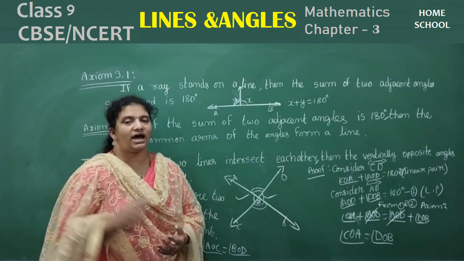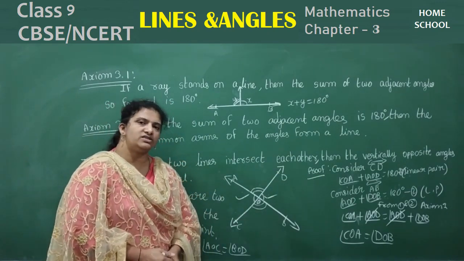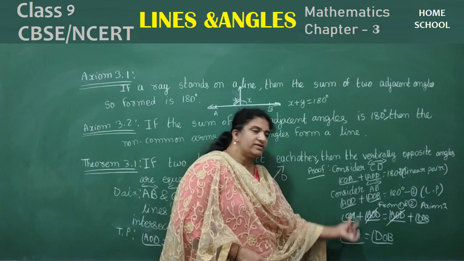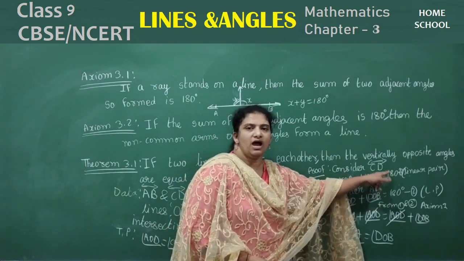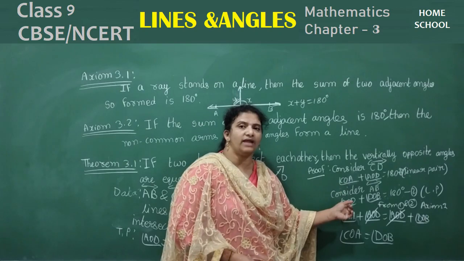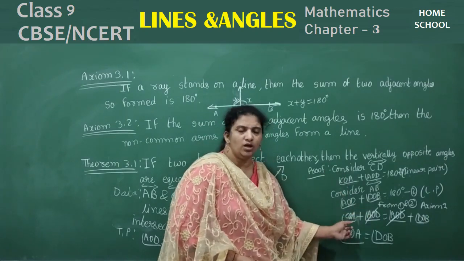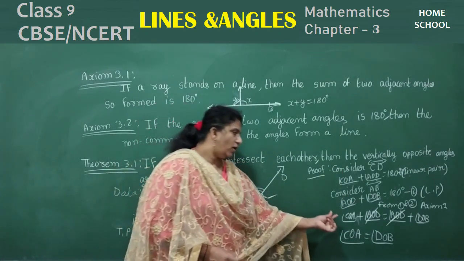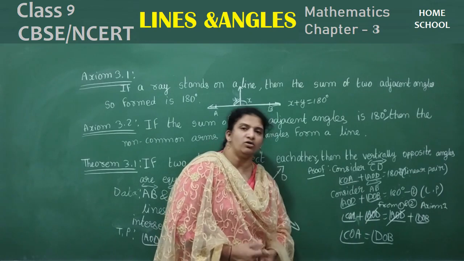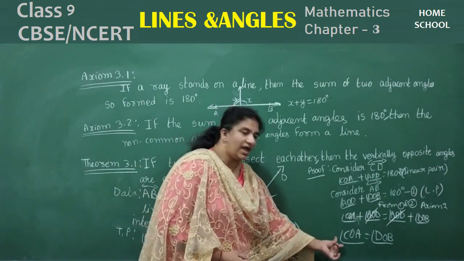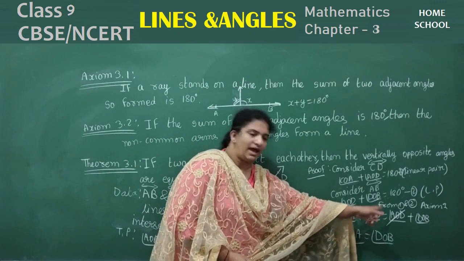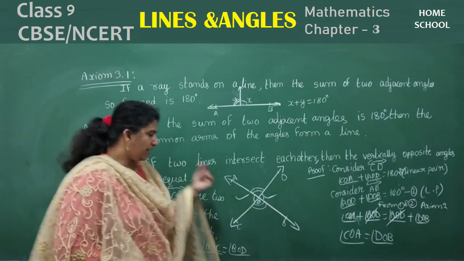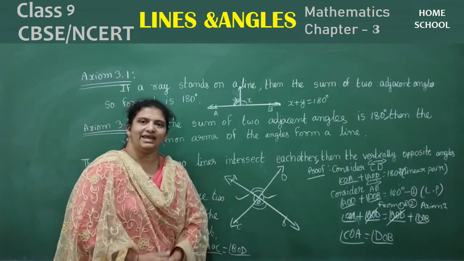There I remember Axiom 1. What is your Axiom 1, children? Things which are equal to the same thing are equal to one another. According to that axiom, I have equated these two. When I equate, angle AOD will be cancelled. So what am I left with? Angle COA is equal to angle DOB. These common terms cancel. Angle COA is equal to angle DOB. That makes vertically opposite angles equal.